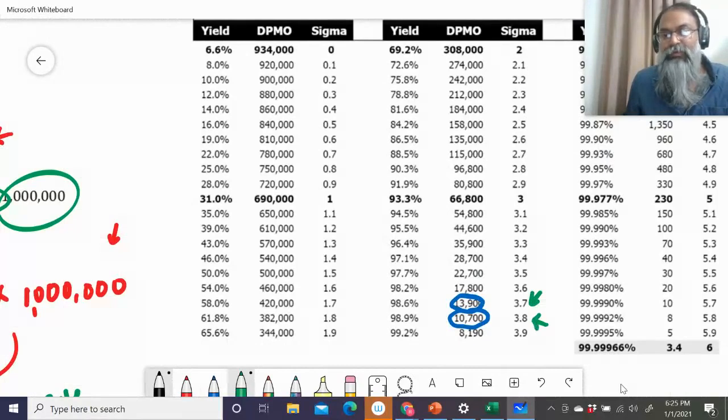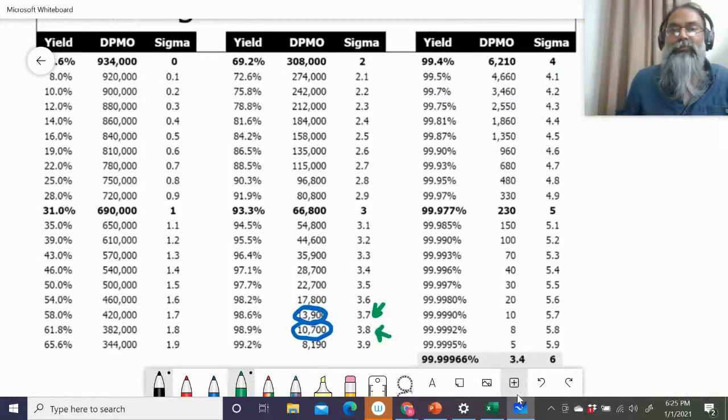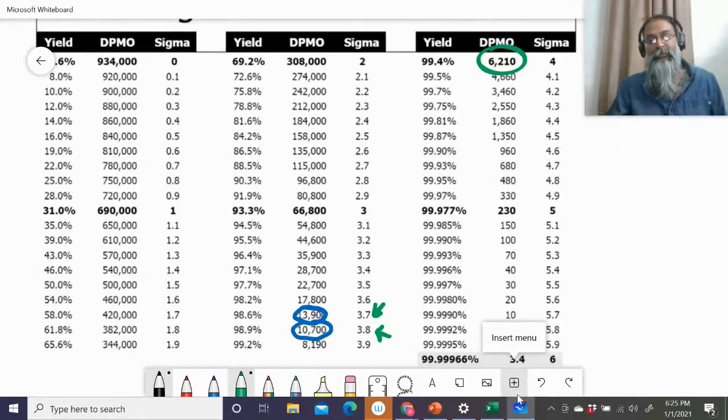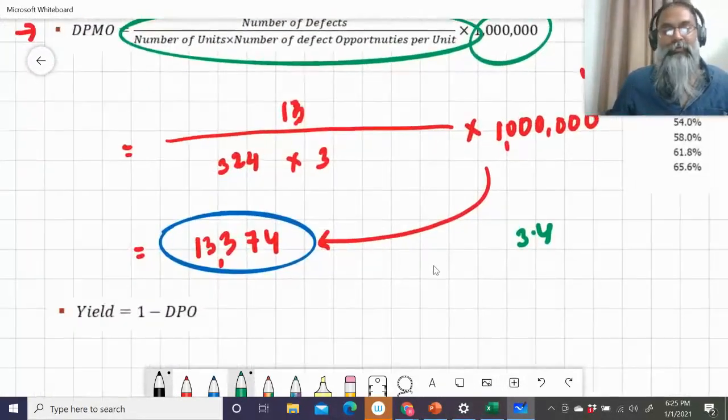So does it meet our customer demand? No, it doesn't, right? Because the customer demanded a sigma level of 4, where you can see at sigma level of 4, you can only have 6,210 defects per million opportunities. And here the defect level is more than that amount, and so we fail to meet the customer demand.